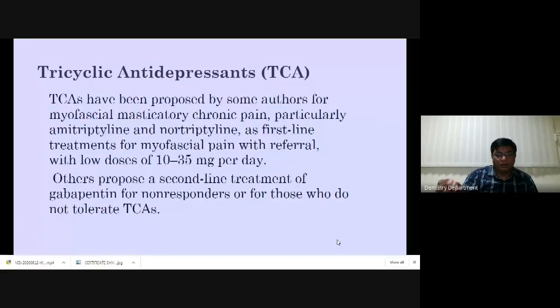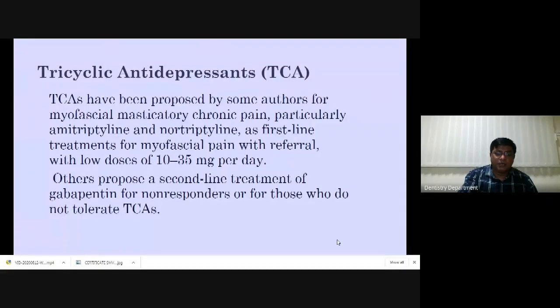So along with your painkillers, you can give TCA. What is the commonly used TCA? Amitriptyline or nortriptyline you can use. You can give low doses, that is 10 to 35 milligram per day in divided doses or in one single dose also. If it is not responding, you can go for gabapentin for non-responders. These are all very safe drugs. You can give it for some time, which gives a huge relief.